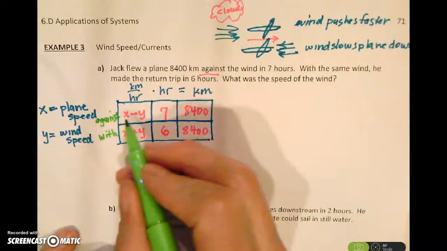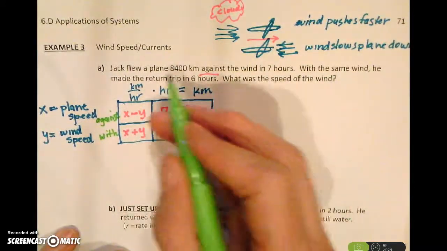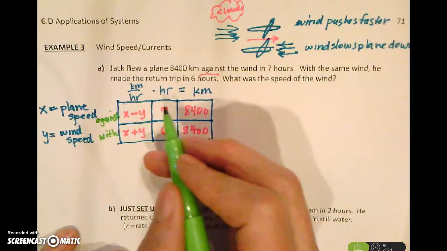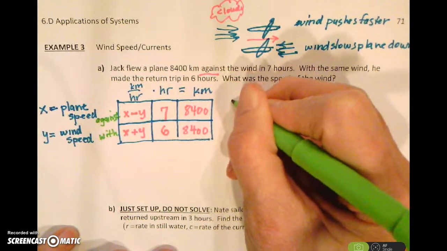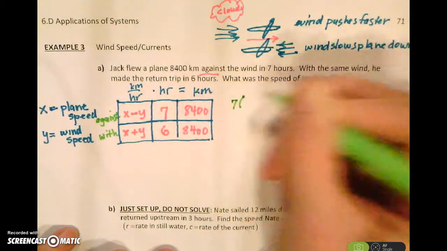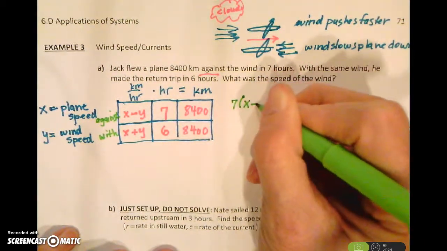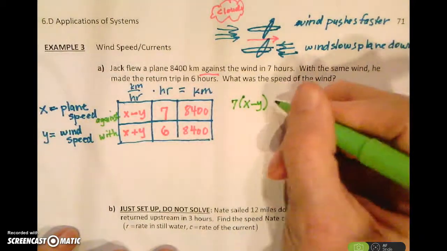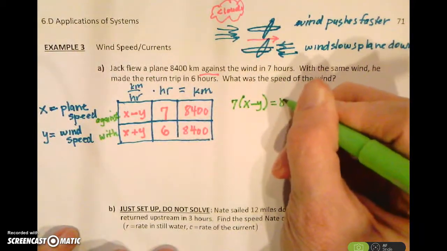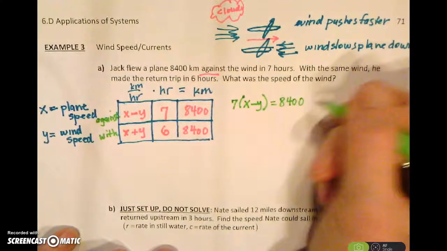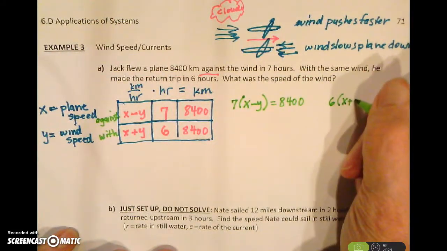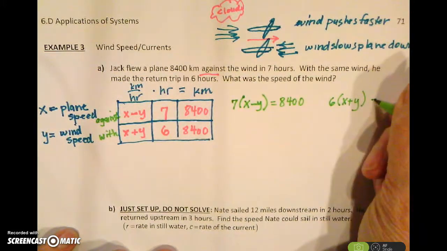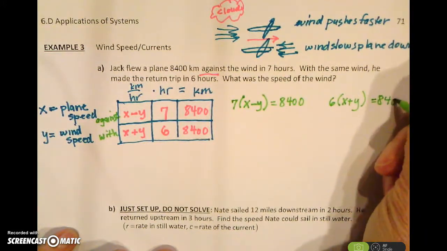All right, so now I'm going to do my equations using my pattern up here of multiplying the first column times the second column and getting the third column. So my first equation is going to be 7, and then I'm going to put my x minus y in parentheses, multiplied times the entire thing, is equal to 8,400. And my second one is going to be 6 times x plus y is equal to 8,400.